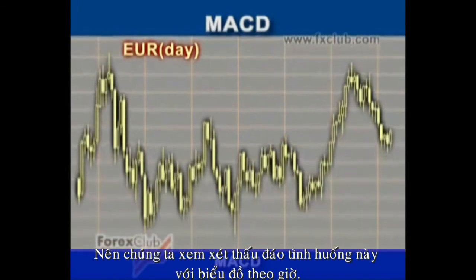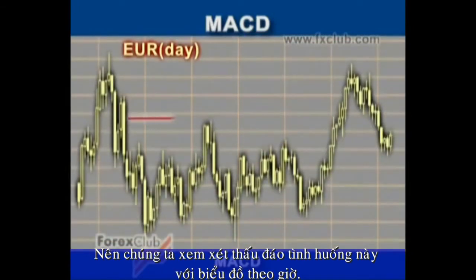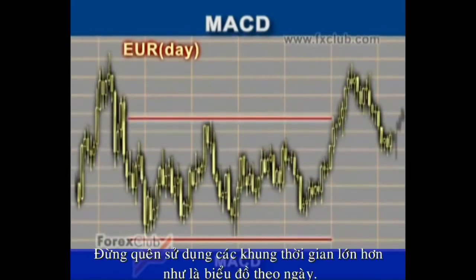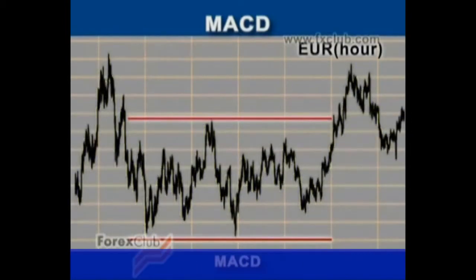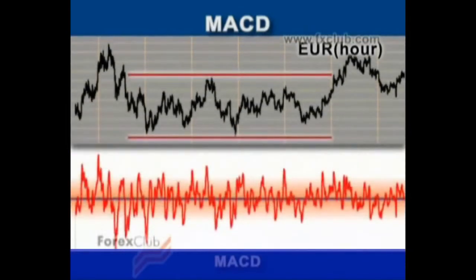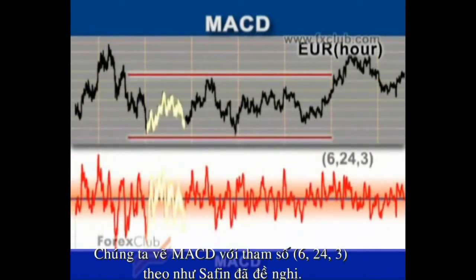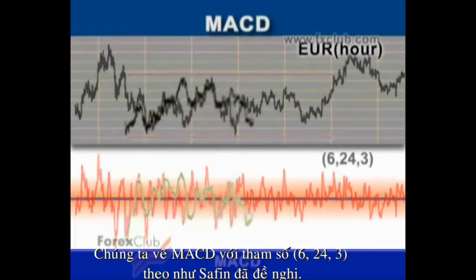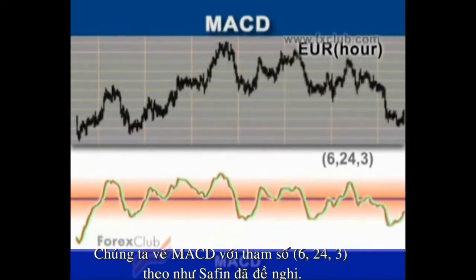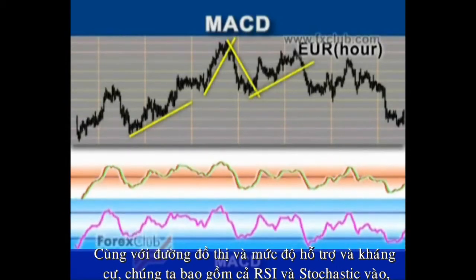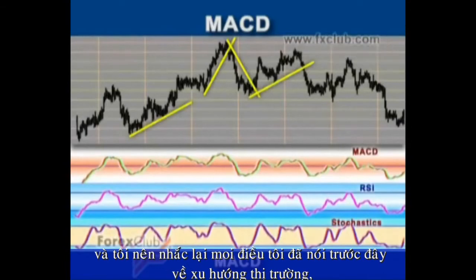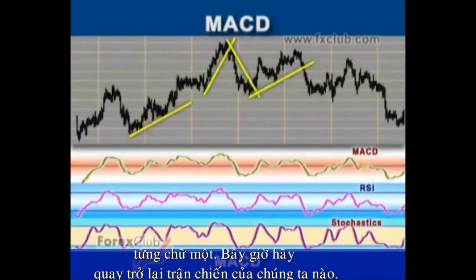So, we examine this situation thoroughly in terms of hours, not forgetting to use the borders of the range from the daily chart. We plot MACD with parameters 6, 24 and 3 following Safin's suggestion. Along with support and resistance lines and levels, we include RSI and stochastic. And I should repeat everything I said about trending markets as well, word for word.